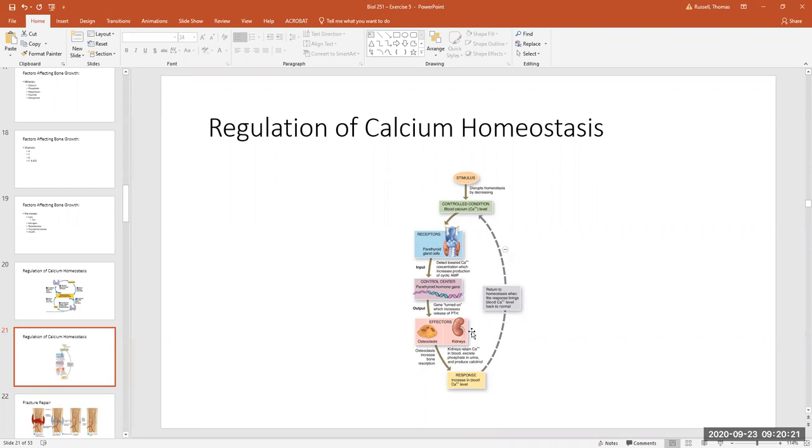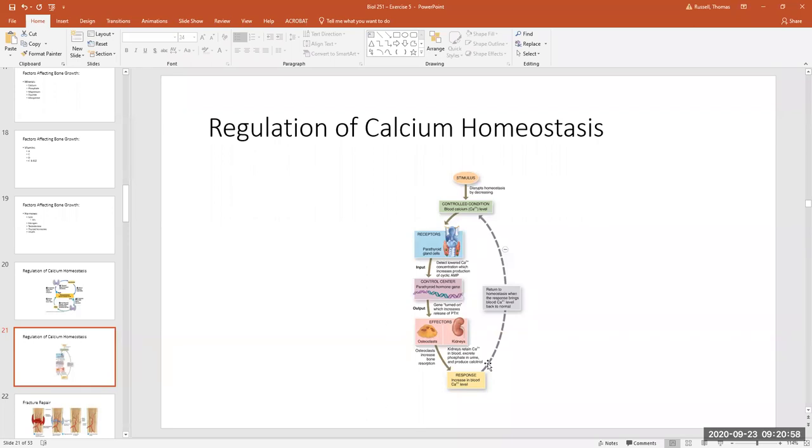The third thing that parathyroid hormone does is it also tells the kidney to produce the most active form of vitamin D, which is calcitriol. So the kidneys will produce calcitriol in the presence of parathyroid hormone. Calcitriol is the most active form of vitamin D, and basically it causes a maximal absorption of calcium from the food you eat in your intestine.